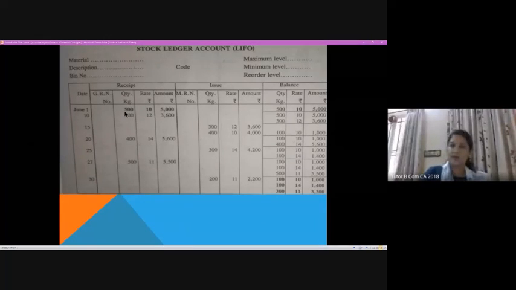Right. Initially, we started with a stock of 500 on June 1st. So the balance on that day was 500 at the rate of 10, that is 5,000. Then on 10th, we had a receipt that is 300 at the rate of 12, that is 3,600. So on that date, our balance was the previous one we had, 500 at the rate of 10, and 300 at the rate of 12. Till here, there is no difference between the previous method.